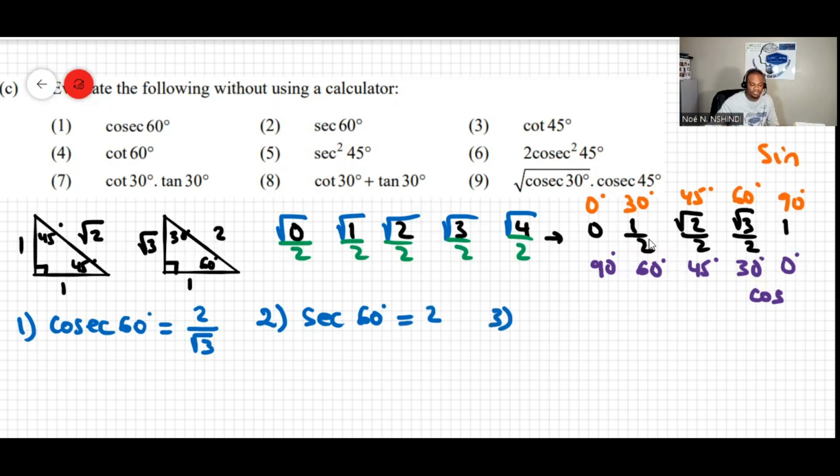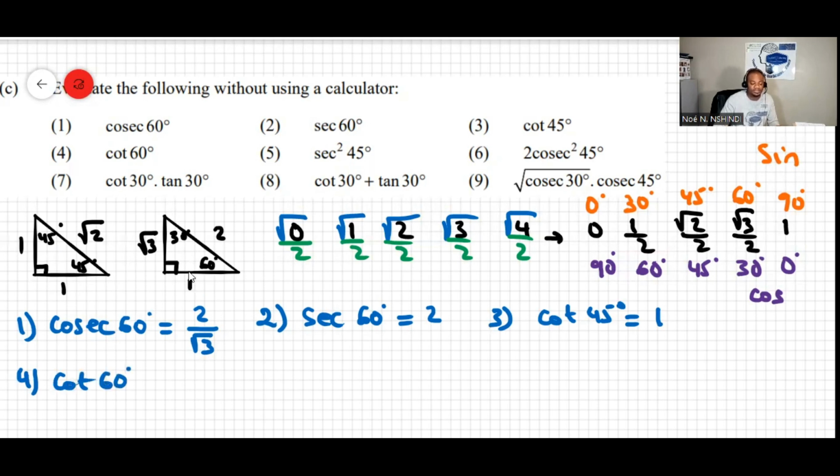Question 3 says cot of 45 degrees. I look at 45 degrees. I can look there. Cot is the inverse of tan, okay? And tan of 45 degrees is just 1 because it's opposite over adjacent. 1/1 is 1, and the inverse of 1 is just 1. So this remains 1. Question 4, cot of 60 degrees.